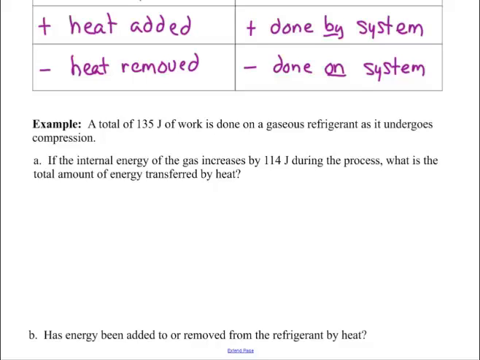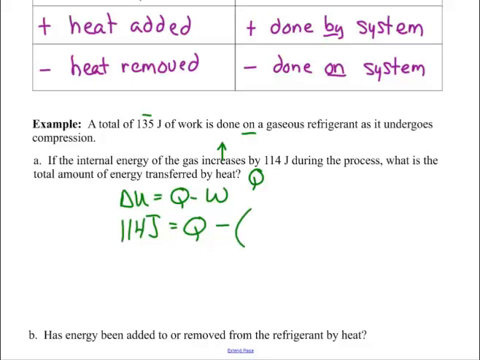So we have a total of 135 joules of work done on a refrigerant as it undergoes compression. If it's done on, that means that my work is going to be negative. If the internal energy increases during the process, what is the amount of energy transferred by heat? So we're looking for Q. We'll start with our equation, delta U equals Q minus W. Our internal energy change is positive, so we have a positive 114 joules equals Q minus work. Work is done on the gas, so it's minus negative 135. So we take 114, and this is going to be Q plus 135 if we just do the next step.